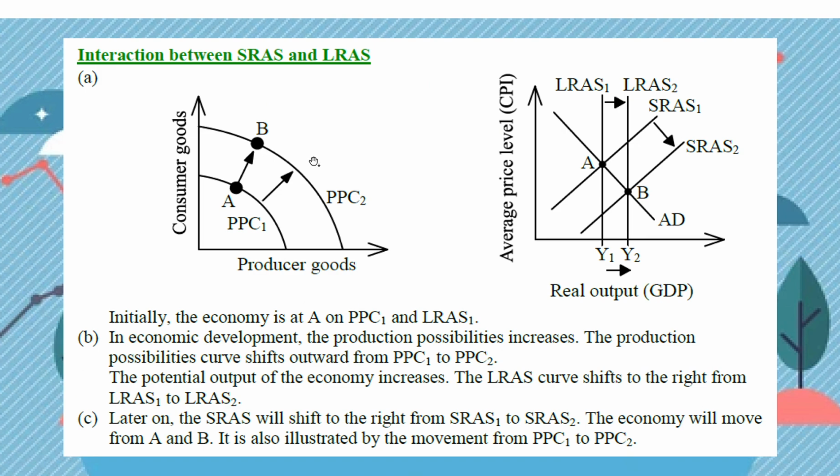And of course, there's a connection between the SRAS and the LRAS. When the PPC increases, so when the LRAS increases, PPC and LRAS all change to 2, increasing the production possibility, increasing the potential output. The short run AS is still there for a while, and then the SRAS will shift to the right, and the economy will move from A to B, illustrated by the movement of PPC1 to PPC2. So the potential output acts first, but it takes some time for the SRAS to follow. SRAS will follow.